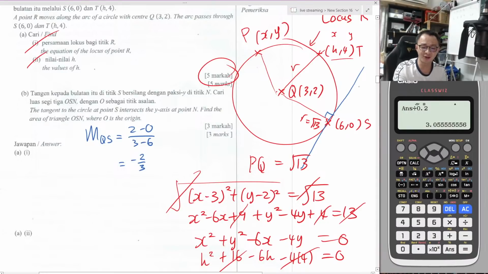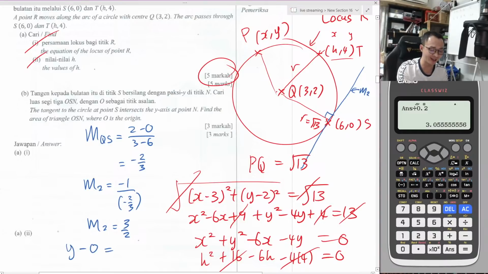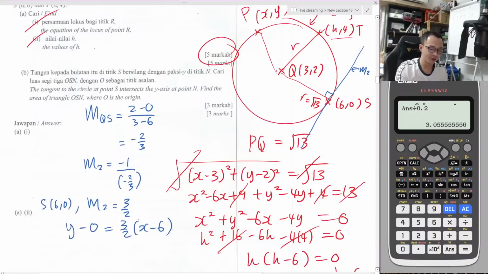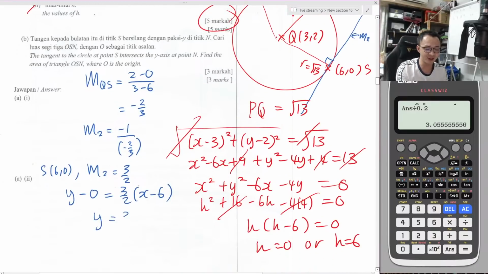Then since this is 90 degrees, I can find the m2 to form the equation. So m2 will be negative 1 over m1, which is negative 1 over negative 2 over 3. So I easily get m2 as 3 over 2. Then I form the equation by doing y minus y1, 0. I use the coordinate S, 6, 0, and then 3 over 2, x minus 6. So my equation of tangent is y equals 3 over 2 x minus 9.